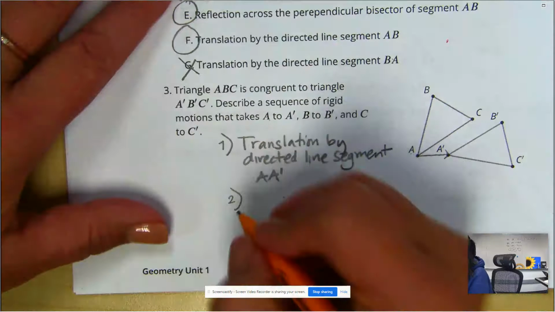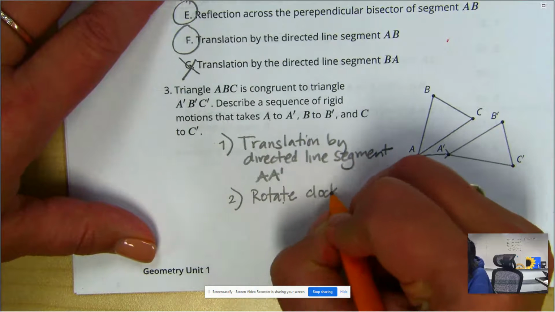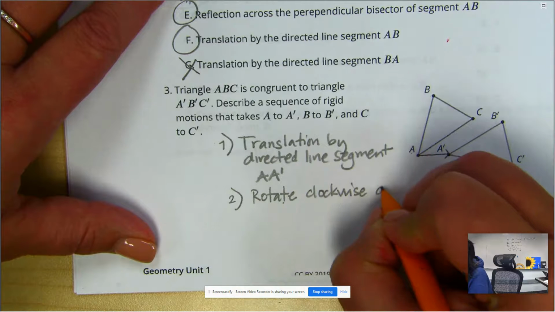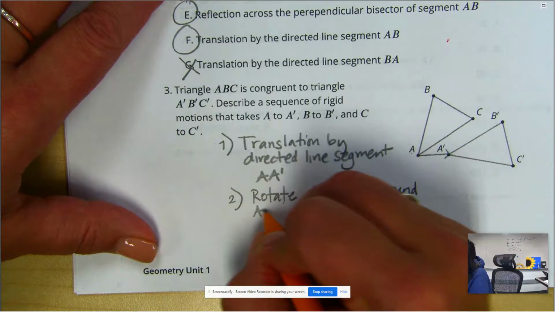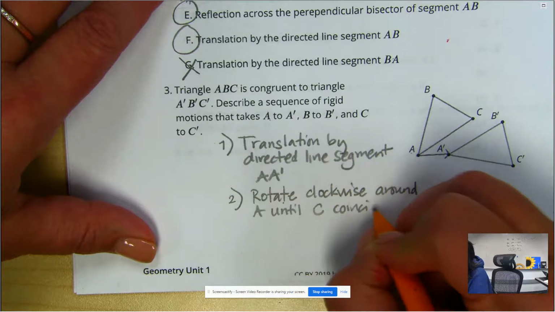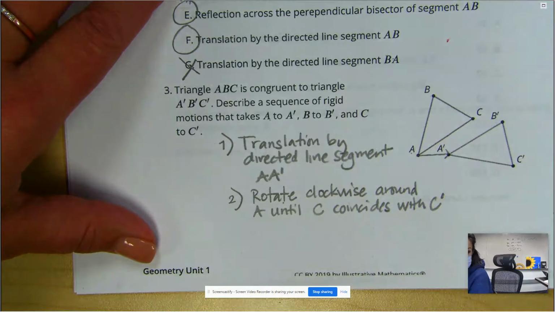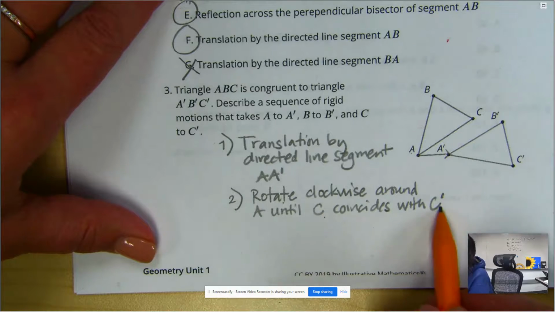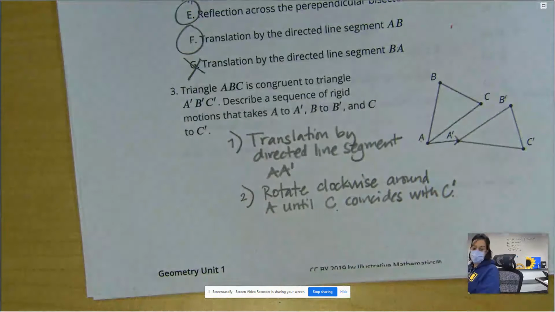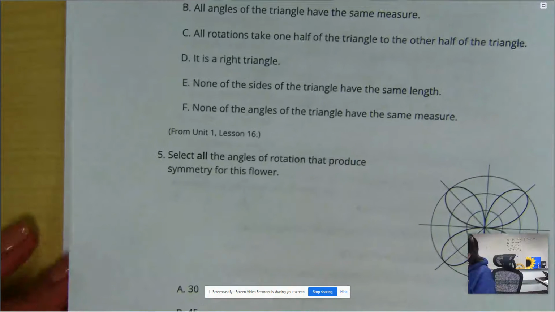Number 2, after you got that done, rotation clockwise around A until C coincides with C prime. That's telling you when to stop. All right. That was number 3. Number 4, we're skipping.